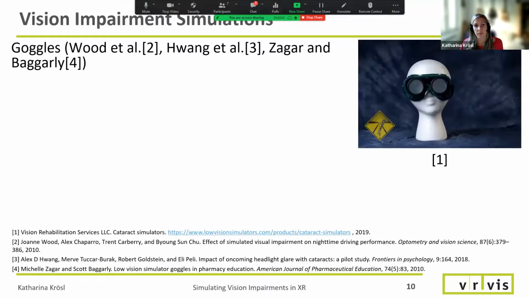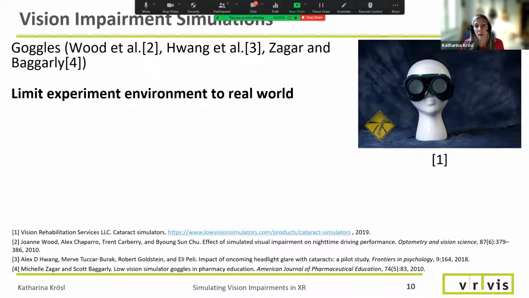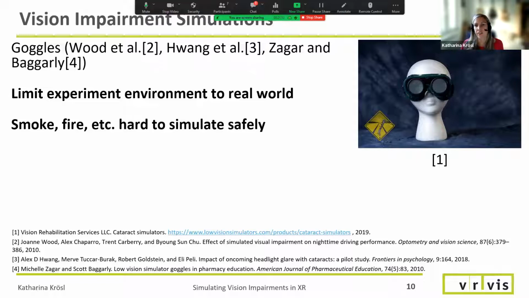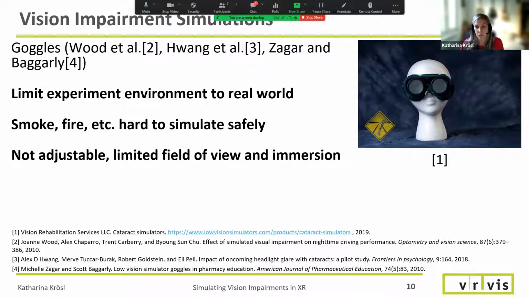Some researchers already followed this approach and used physical goggles with special lenses or foils to create the effects of different eye diseases. And real goggles might be suitable for educational purposes, but they limit the experiment environment of user studies to the real world, where environmental changes like fire or smoke are hard to simulate safely.